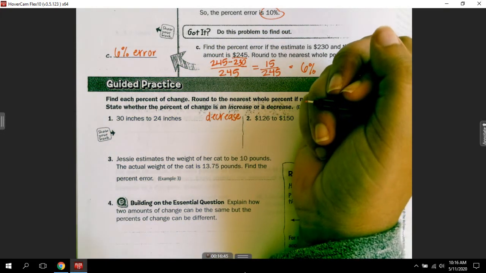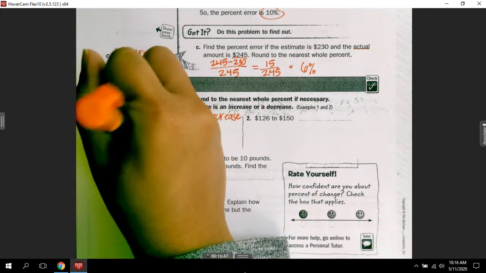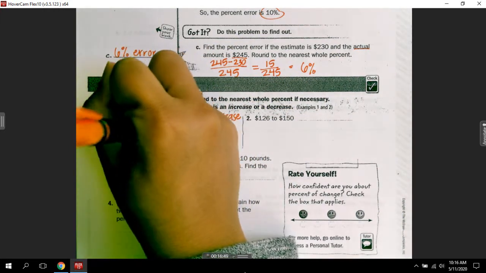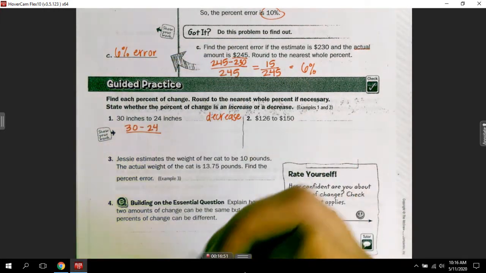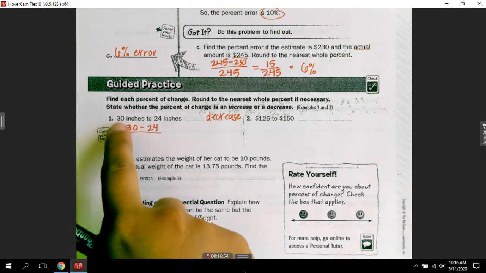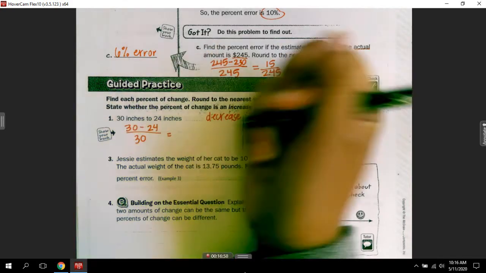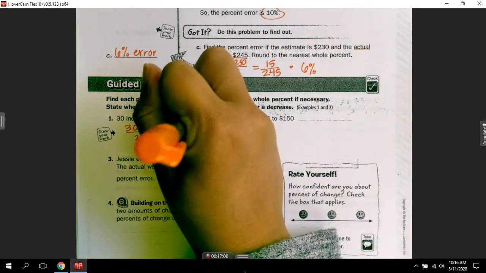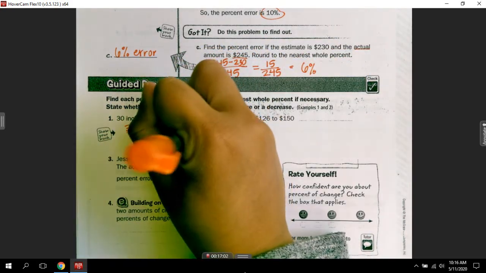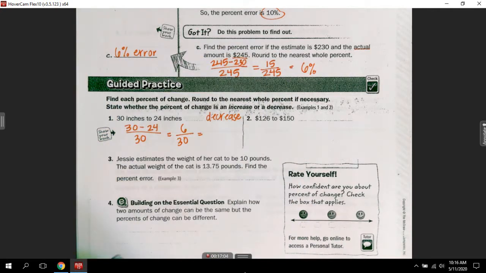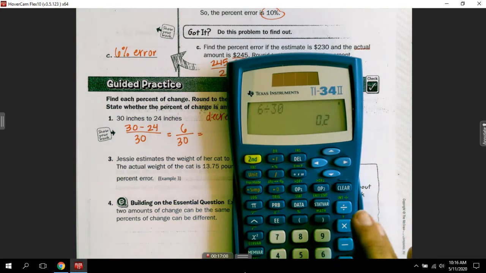And then I want to find that percent of change. So I'm going to subtract, 30 minus 24, and divide by your original. The original in this case is 30. So 30 minus 24 is 6. So 6 divided by 30 gives you 0.2. So that 0.2 is going to be 20%.